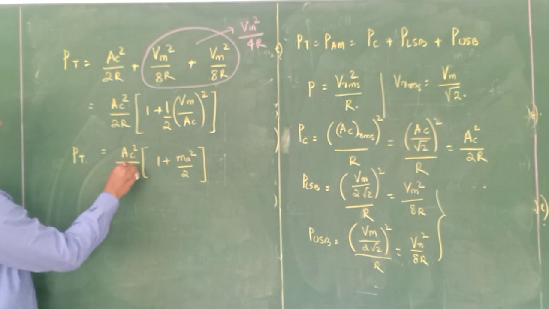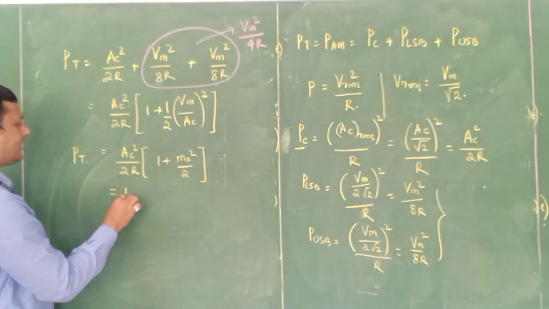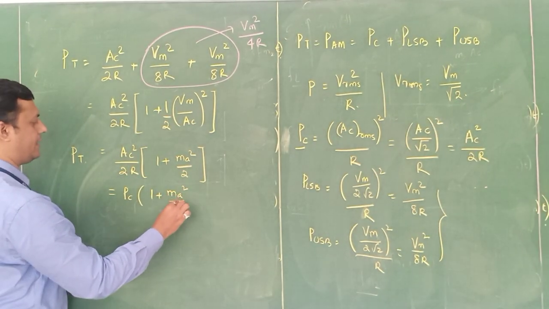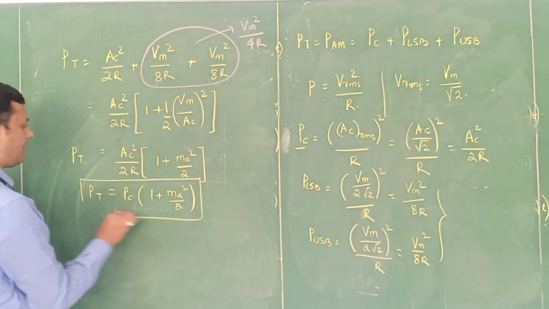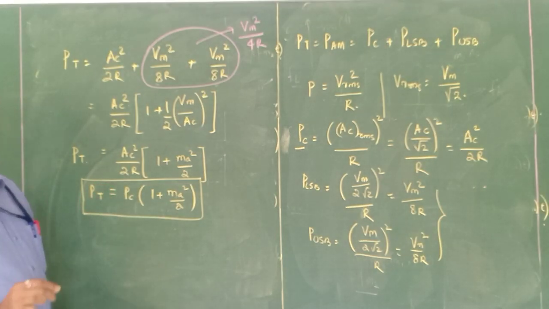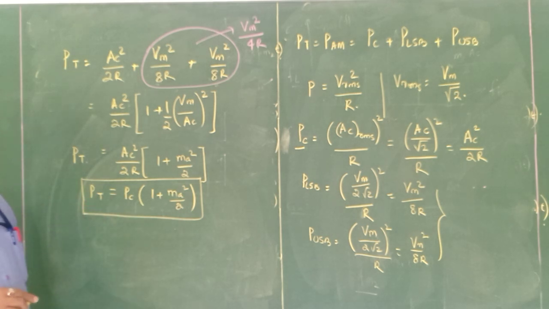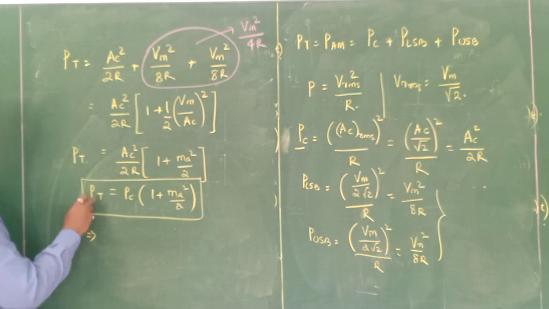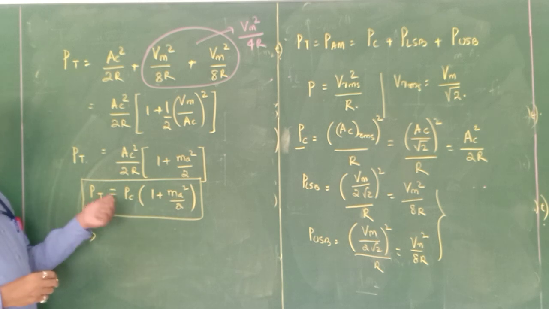Now what is this AC square by 2R? You can see it is represented as PC. So here I can write PC into 1 plus MA square divided by 2. So this is my total transmitted power represented in terms of carrier power and modulation index. Whatever we have discussed here is with respect to single tone. So this is my modulation index, and I can write this representation for MA in terms of PT and PC.